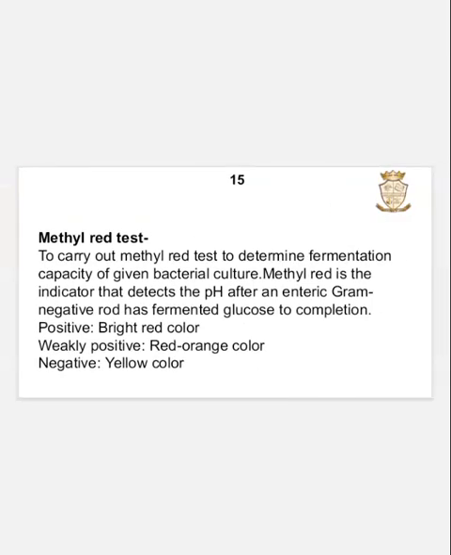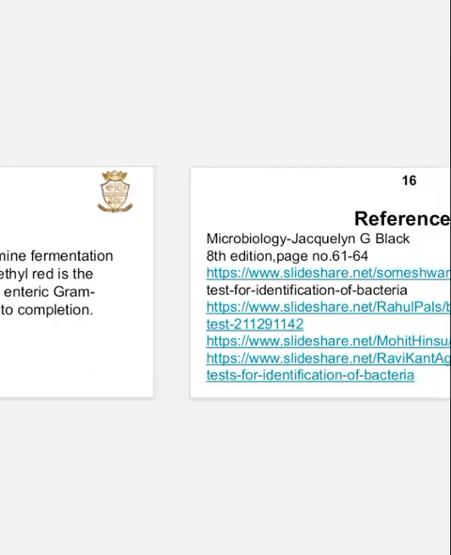Methyl red test. It is carried out to determine the fermentation capacity of a given bacterial culture. Methyl red is an indicator that detects the pH after the enteric gram-negative rod has fermented glucose to completion. Positive is a bright red color, weakly positive is a red-orange color, and negative is a yellow color.